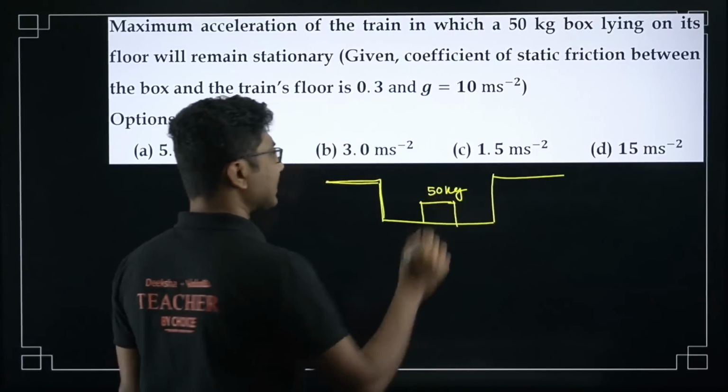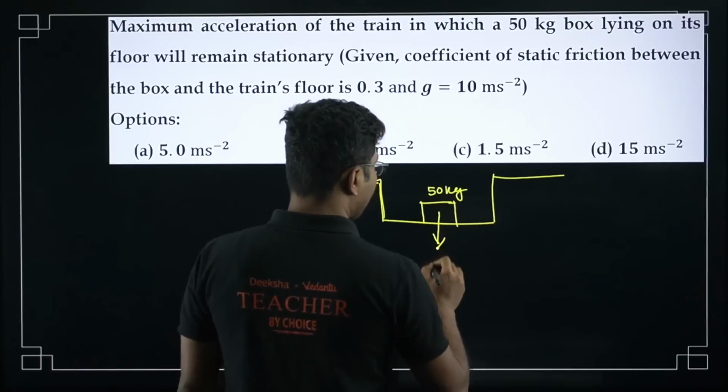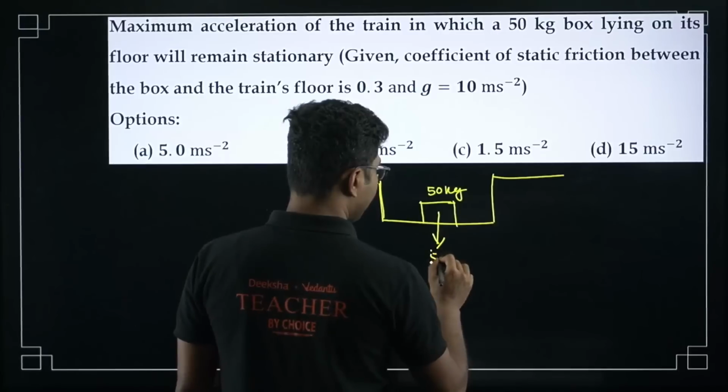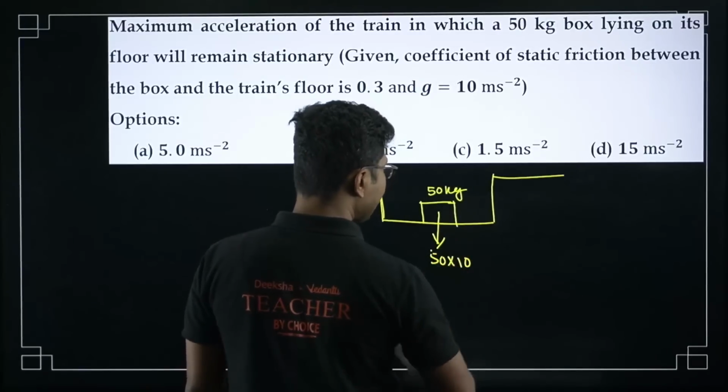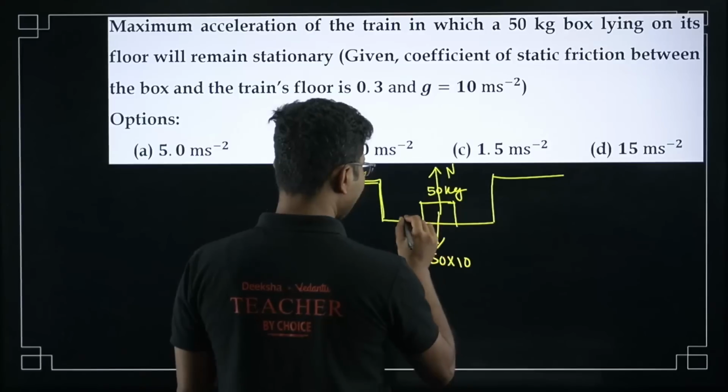Now let us first calculate the weight of the box. Weight of the box will be 50 into 10, that is mg, right? So the normal force will be the same value. So what is the force on the box?